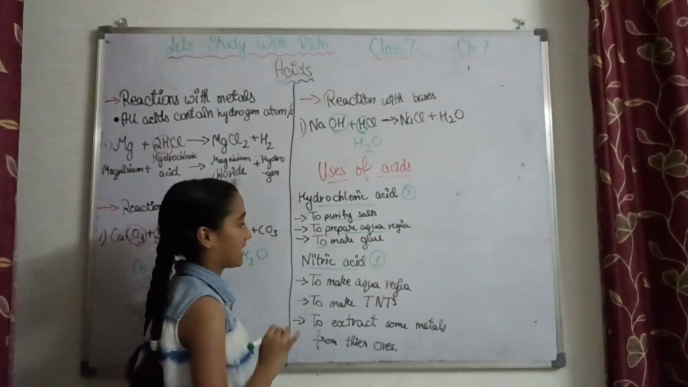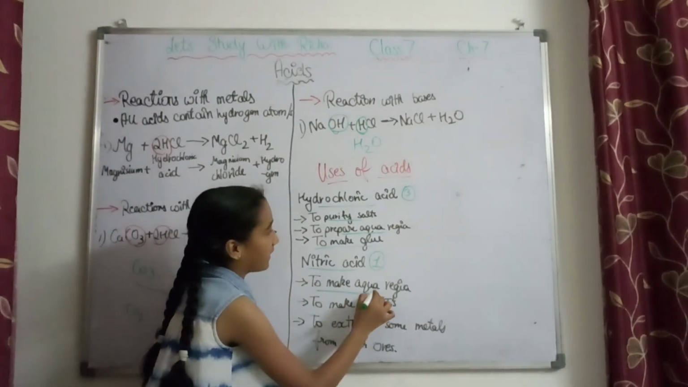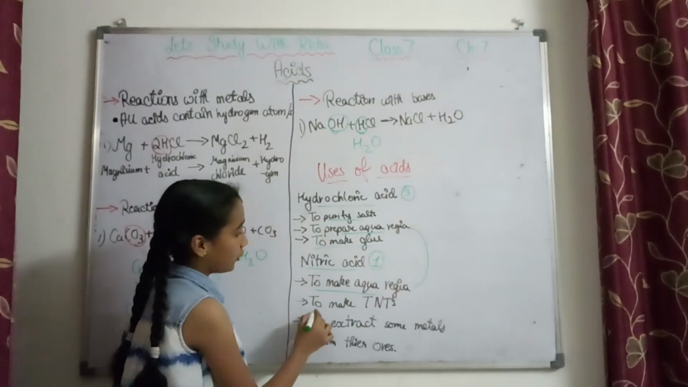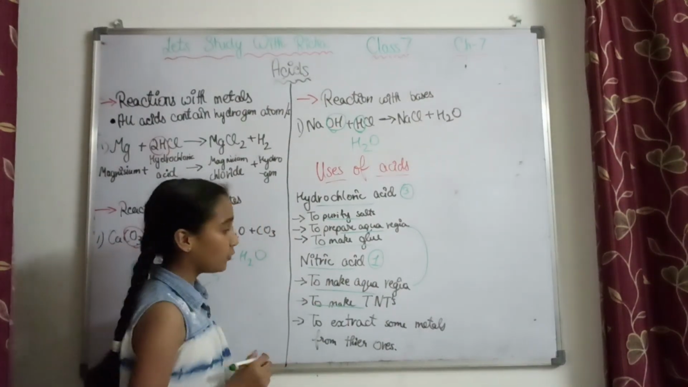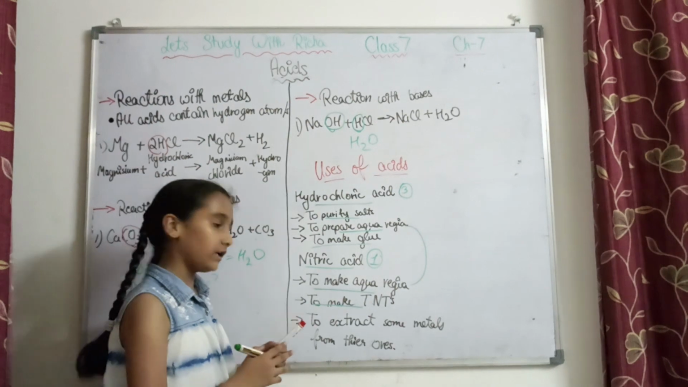Then comes nitric acid. For nitric acid, to make aqua regia, the same point. Then to make TNTs, the glass which you play, those TNTs. And to extract some metals from their ores.